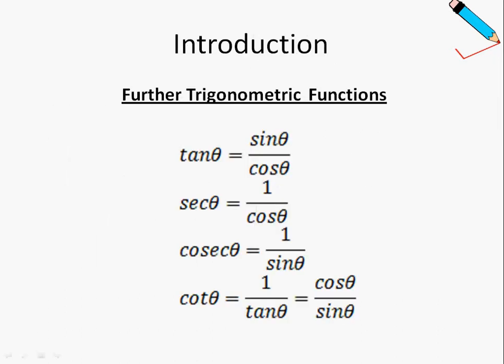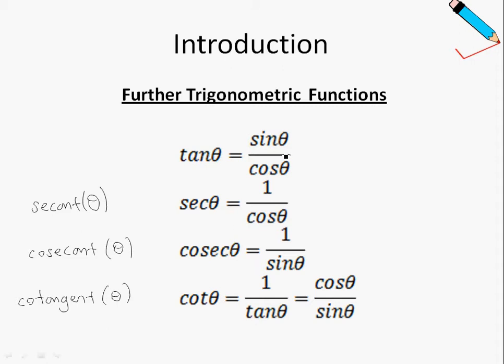Just a quick introduction to some of the trigo functions which are slightly unfamiliar to you. Tangent theta is defined as sine theta over cosine theta. The secant of theta, spelled in this way, is defined as 1 over cosine of theta. Next, the cosecant of theta is defined as 1 over sine theta. And lastly, the cotangent of theta is defined as 1 over tangent theta.